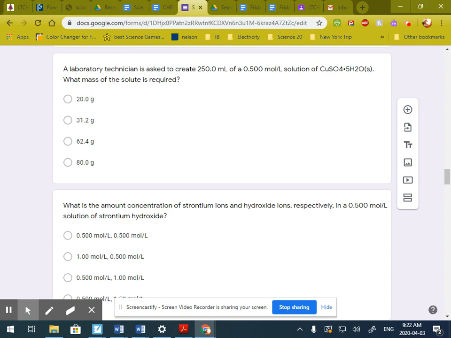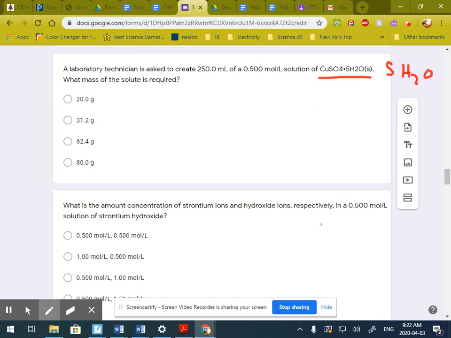Okay, so this is what's the mass? This is a tricky question. This is a unit analysis question, and we need the molar mass of this compound. I know it's written really weirdly. So we have 1 copper, 63.55, 1 sulfur, 32.07, 4 oxygens, and then we have 5 waters. That's also included in the molar mass.